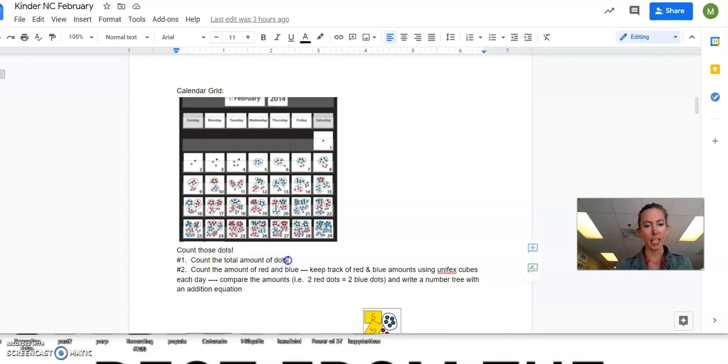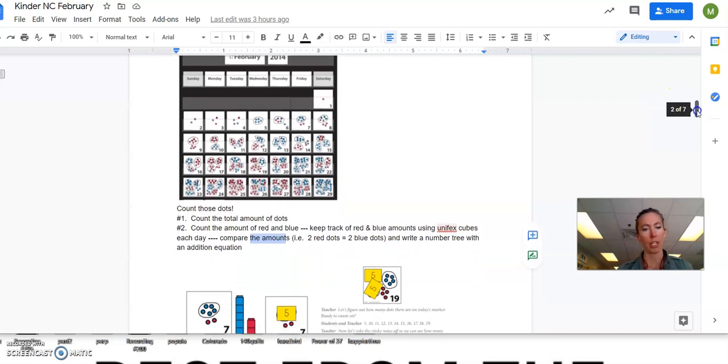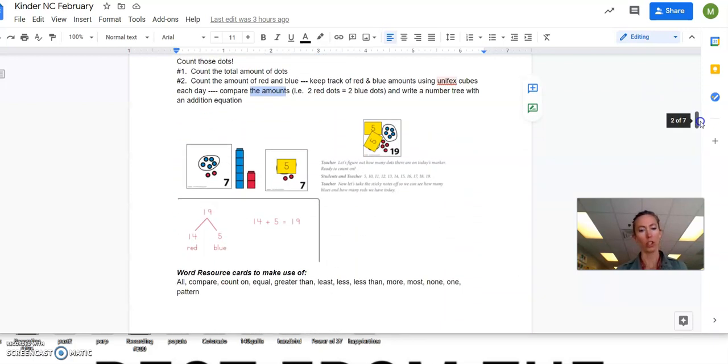And so the idea is to count the total amount of dots and then also look at the red versus the blue. So we're going to keep track of how many are red and how many are blue using Unifix cubes. And then we'll compare those two amounts. So, for example, on the second calendar marker, I have one blue, one red. They are the same. They are equal. So we could have those word resource cards up to showcase those words, like these down here.